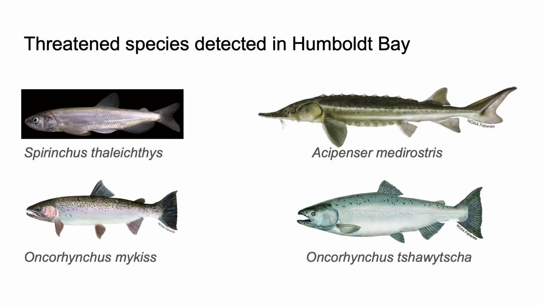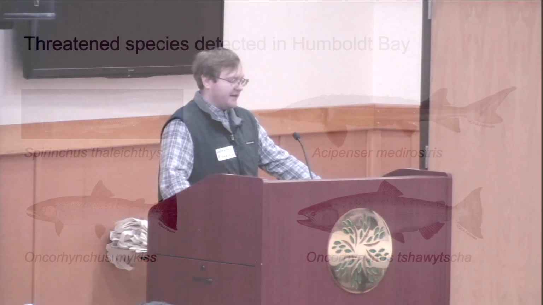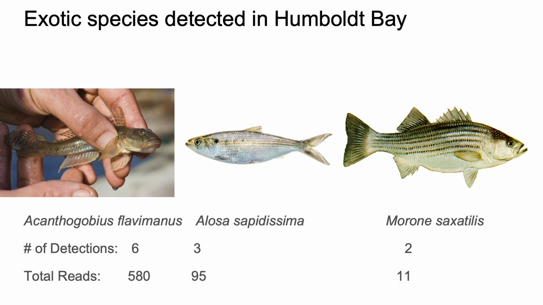And then finally, with some of the threatened species, we detected longfin smelt, the green sturgeon, and of course the steelhead and chinook as well in the bay. An interesting thing with the exotic species, so we have the ones that are usually planted like American shad, which had a couple, as well as the striped bass. But an interesting one was 6 detections with relatively high read counts of the yellowfin goby, which hasn't been officially documented in Humboldt Bay, but it looks like it's been consistently popping up in my samples, so they have a presence now in the bay.